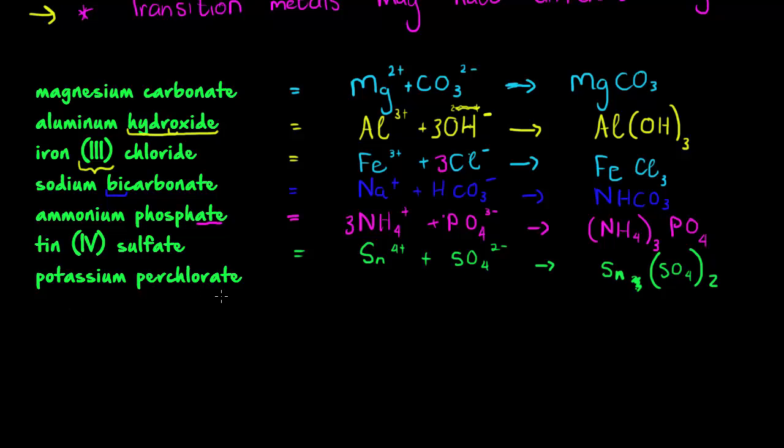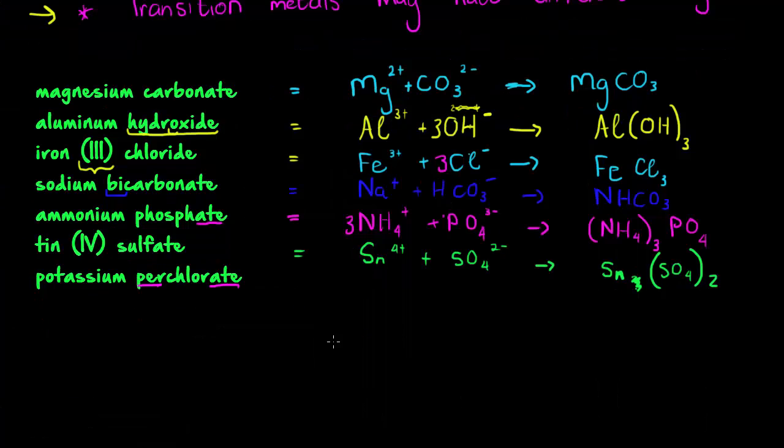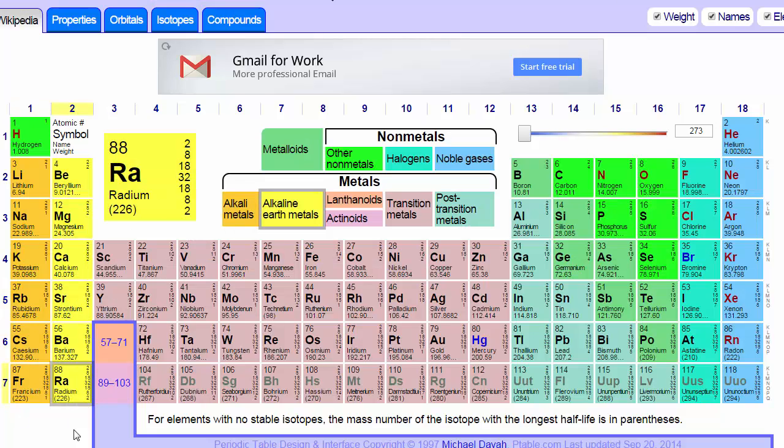potassium perchlorate. Okay, so we see the per and we see the ate. Well, let's start with potassium. I'm so excited to get to the perchlorate. Let's start with potassium. It is in group 1, which gives it a 1 positive charge. So potassium has a 1 positive charge.